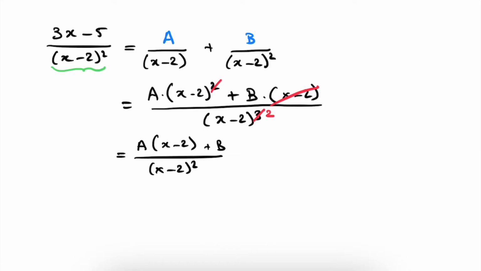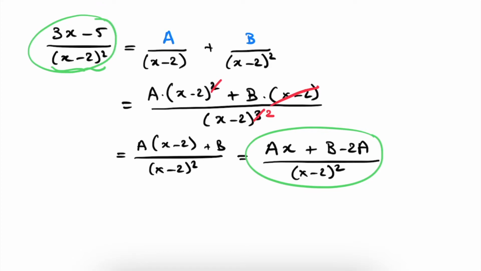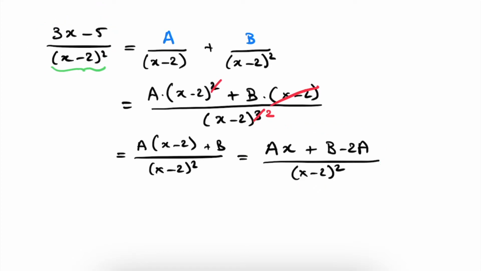What we do now, again, is rewrite this by gathering all of the terms with an x and all of the terms without an x. The terms with an x will be A times x, because only this A is multiplied with an x. The terms without an x will be B minus 2A. And we rewrite our denominator as it was. At this point, we again compare this fraction with this fraction, because there's an equality sign between them, and we know that the denominators of both fractions are equal. We know that the numerators have to be equal.